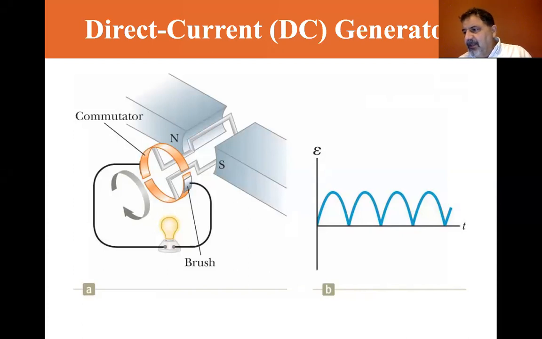Let's see if there's anything that I missed. Yeah, commercial DC generators use many coils and commutators distributed so that the sinusoidal pulses from various coils are out of phase, and so that you reduce the fluctuations.